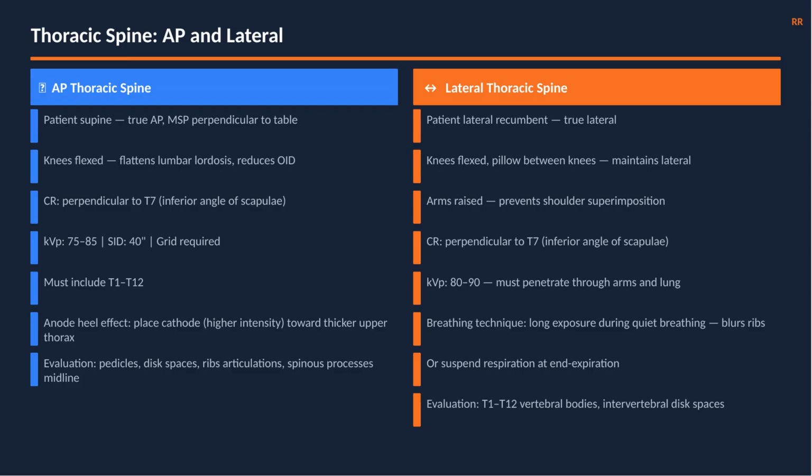Breathing technique. Long exposure time, 4 to 8 seconds, during quiet, shallow breathing. This blurs the overlying rib shadows while the stationary spine remains sharp. Alternatively, suspend respiration at end expiration.